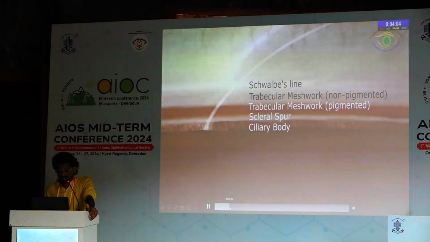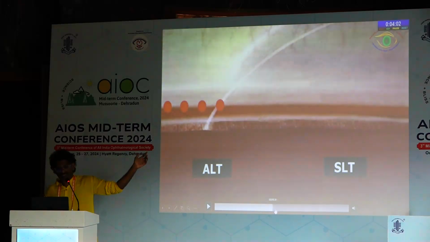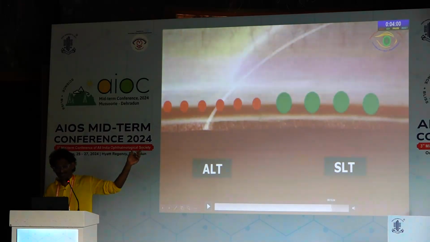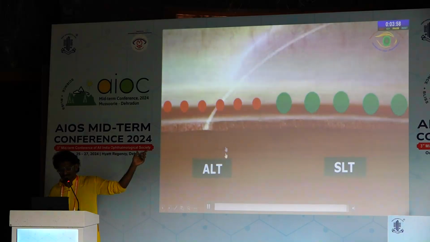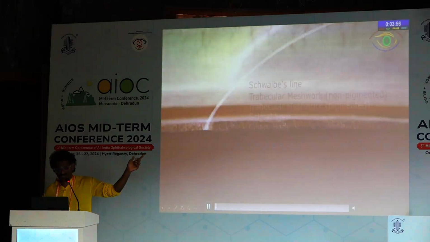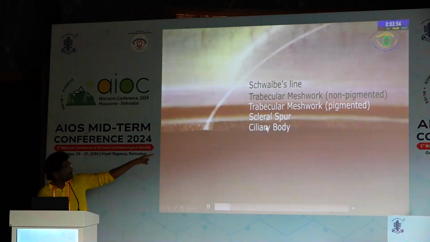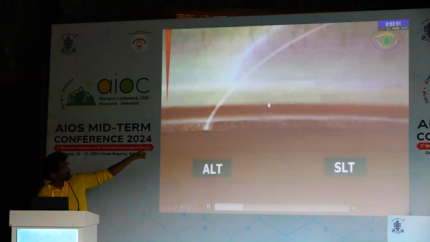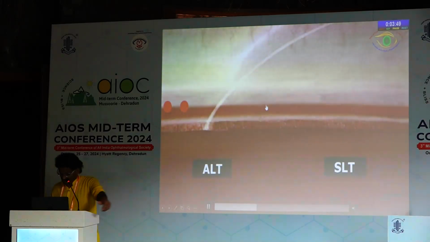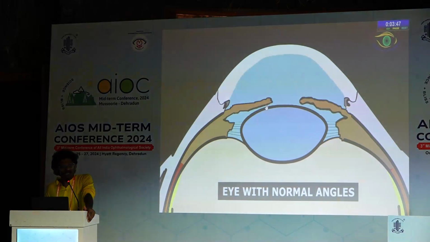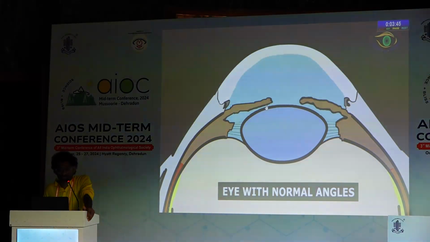Again, complex scenarios like ALT versus SLT. See the spot size difference between ALT and SLT and where it is given. Always make sure you orient it anatomically. So I first show the anatomy and then show it is between the pigmented and non-pigmented trabecular meshwork that we place the spot. Another dying concept is argon laser peripheral iridoplasty.